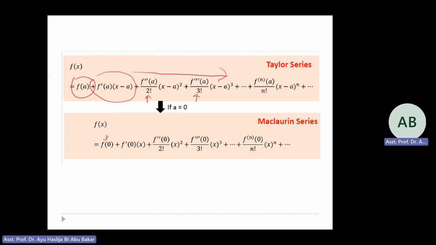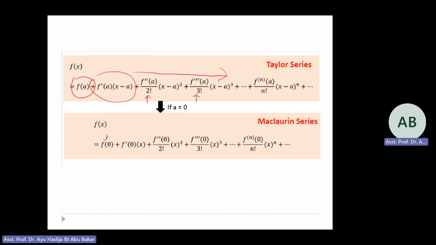Truncate, you cut it. So truncation error is when, let's say, you cut the equation up to the third term. So you just use the first, second, and third. In comparison, if you use up to the n-th term, you will have some errors, and the value is a bit different. This is truncation error, which is referred to as method error, whereas round-off error is the machine error.